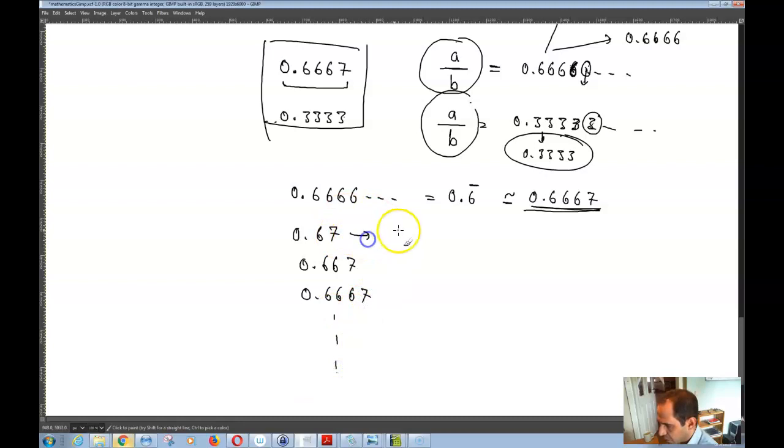And then I could write this as 67/100, I could write this as 667/1000, I could write this as 6667/10,000, and so on and so forth. But still that would not be the same number, because I could go one more step and one more step and one more step, and this digit over here repeats itself indefinitely.